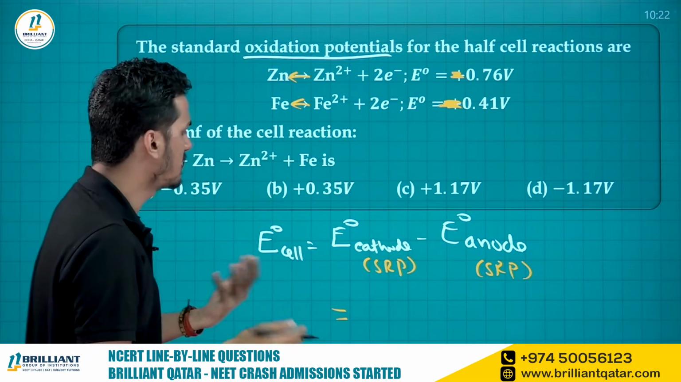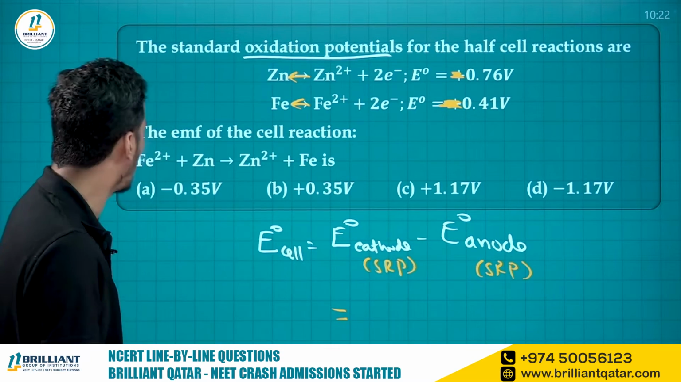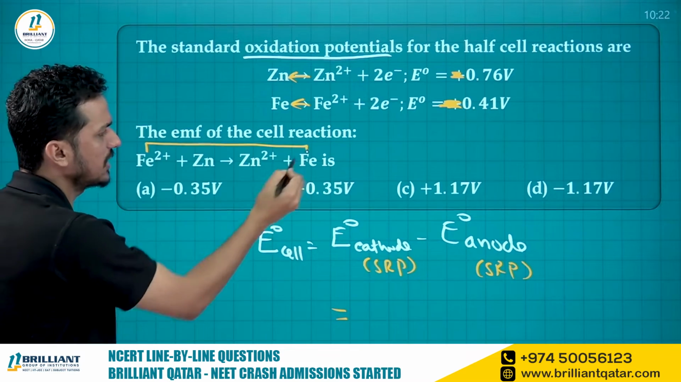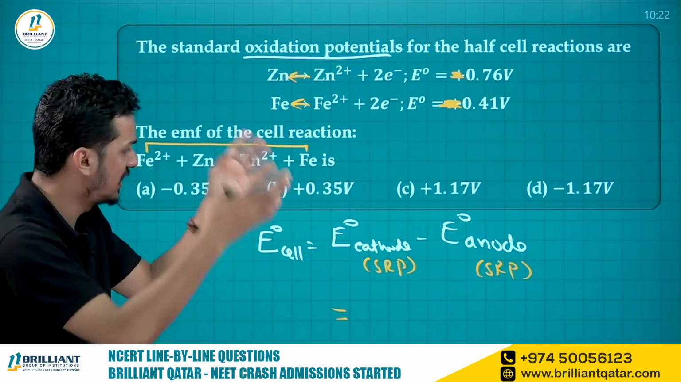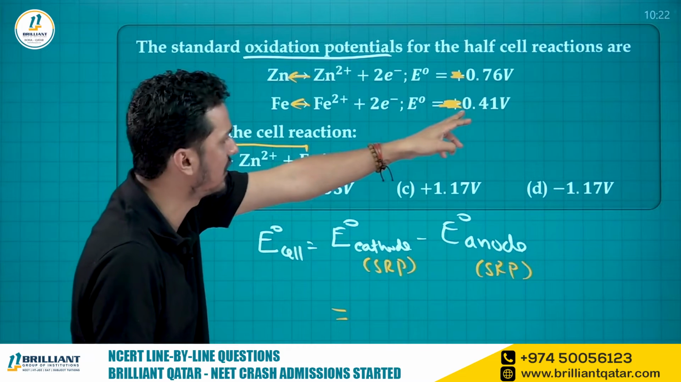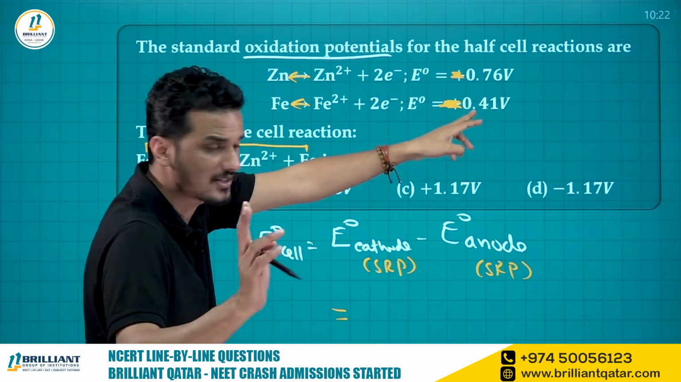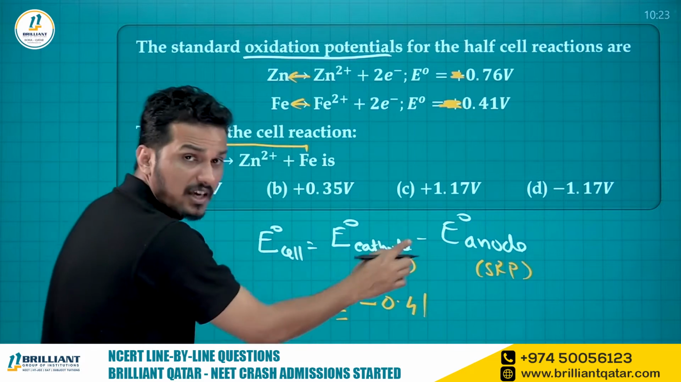Now you see which one is the anode and which one is the cathode. Here you can see Fe2+ becomes Fe. It undergoes reduction, 2+ becomes 0. So it will be the cathode. Fe is the cathode. What's the value? Not plus, it is minus 0.41.